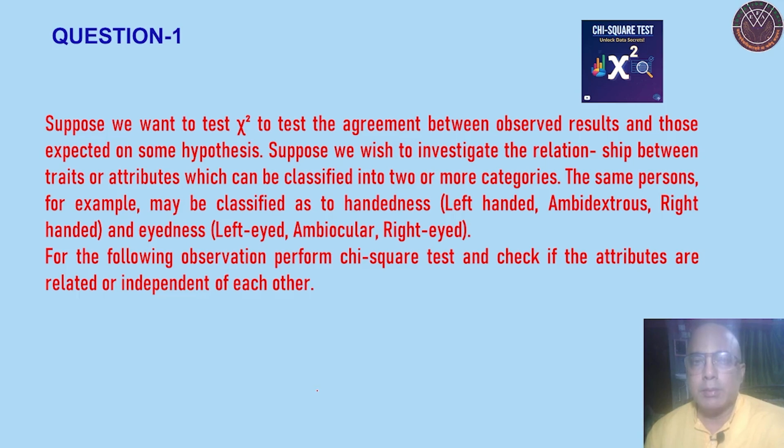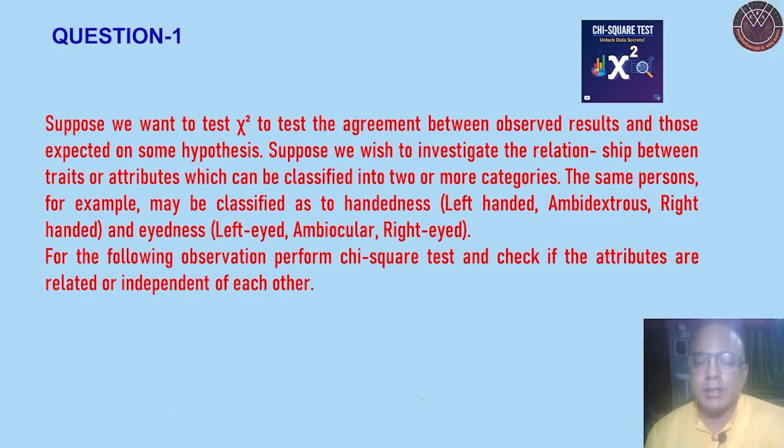So a person may be categorized in terms of hand use, which hand is more powerful, which he is using more. He may be left-handed, he may be right-handed, he may be ambidextrous, meaning he can use both hands simultaneously. Similarly, eyedness: a person can be a left-eyed person, a right-eyed person, or ambiocular, meaning using both eyes in the same capacity. So if you want to check whether handedness has some relationship with eyedness, then here also you can perform the chi-square test.